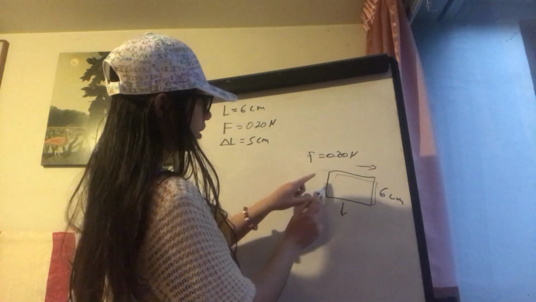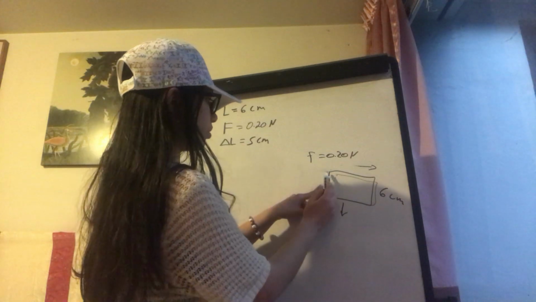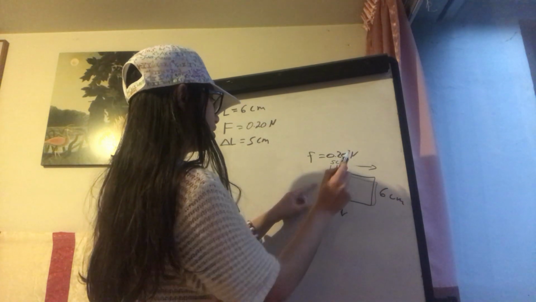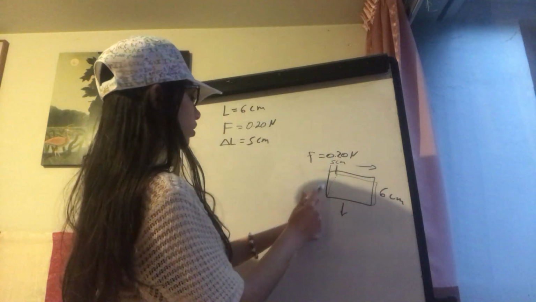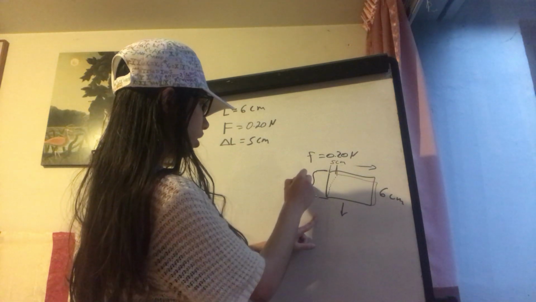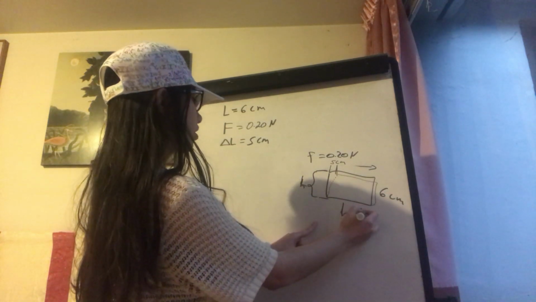Something like this. The displacement was 5 centimeters. So from here to here are 5 centimeters. And remember, here we have a distance h. I'm already helping you. H here is 6 centimeters.